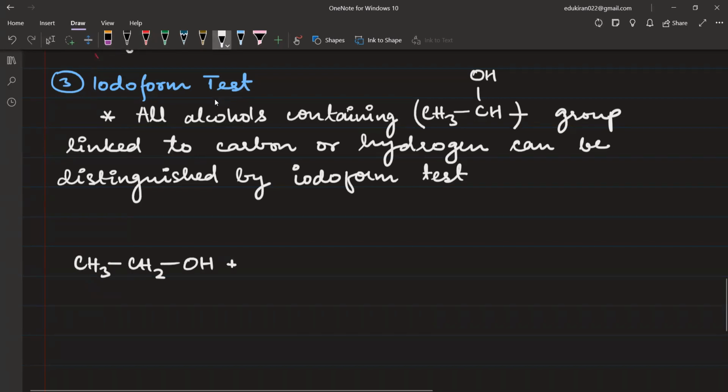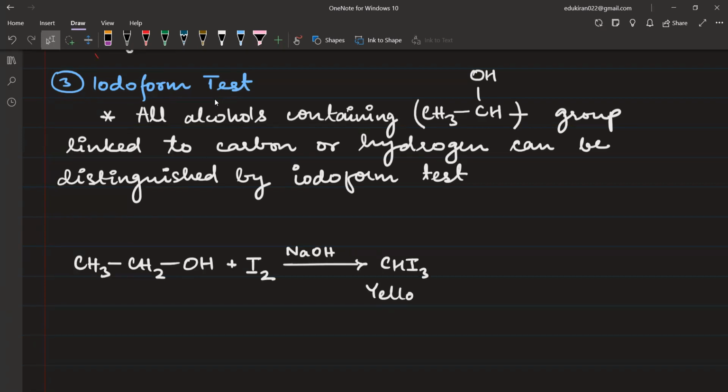So I will react this with I2 in the presence of NaOH. And this is going to give me Iodoform, CHI3. This is a yellow precipitate. Plus HCOONa, sodium iodide, and water.